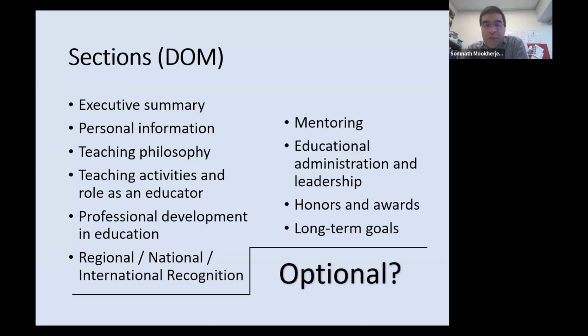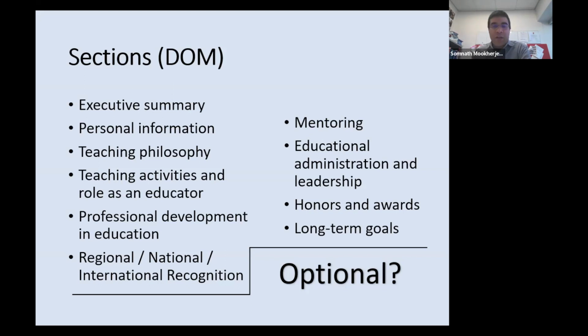So the optional parts with the question mark are listed on the right side of the slide. Mentorship, I think you all do some mentorship, leadership, honors and awards, and long-term goals. I don't really think these should be considered optional. If you have an award, please put it in your teaching portfolio. That should not be optional. Don't leave that out. I think it's important to share long-term goals. But I'm just highlighting the idea that when you get the handout for your teaching portfolio, it says these things are optional.